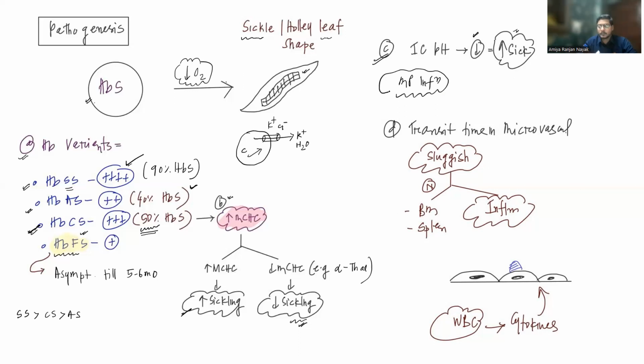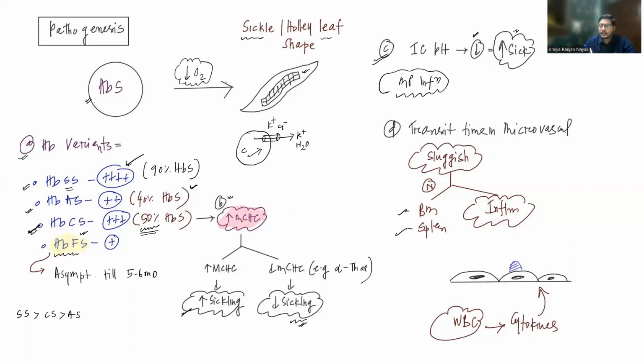Okay, now the fourth point is transit time in the microvasculature. If the transit time is increased in the microvasculature, there will be increased sickling. This transit time can be increased normally in the bone marrow and spleen. I mean, the blood will flow slowly in these two places. That's why, as we'll discuss in the clinical features, patients with sickle cell disease have predominant involvement of the bone marrow and spleen.